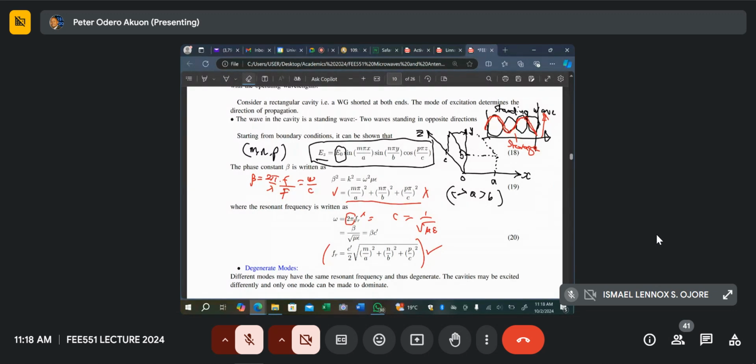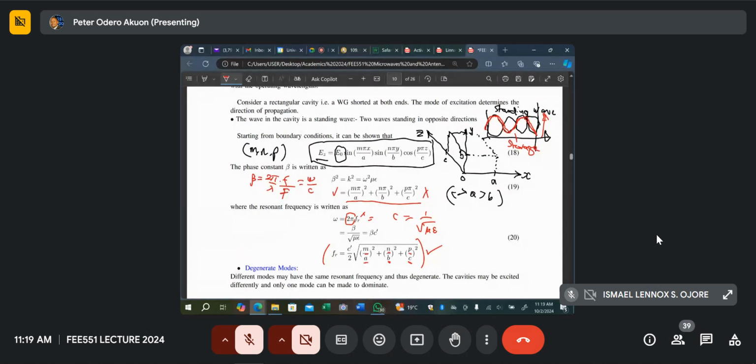But you may have several other modes which could have the same resonant frequency. Okay, different modes, because now you have a different value for A, B, and C. That will remain constant, but you have different values for M, N, P for different modes. So you may realize that your computation of resonant frequency may be the same. You may get the same resonant frequency for different modes. Now, those are the ones that we call degenerate modes.